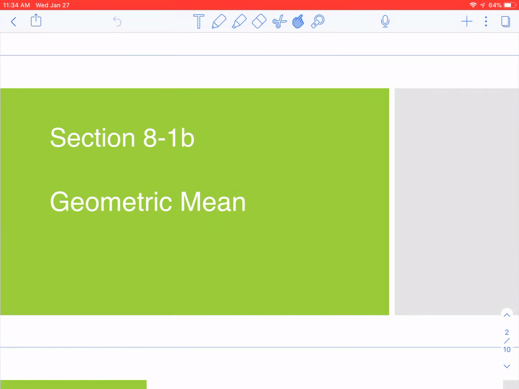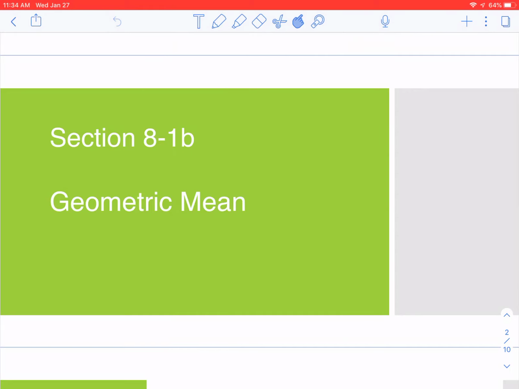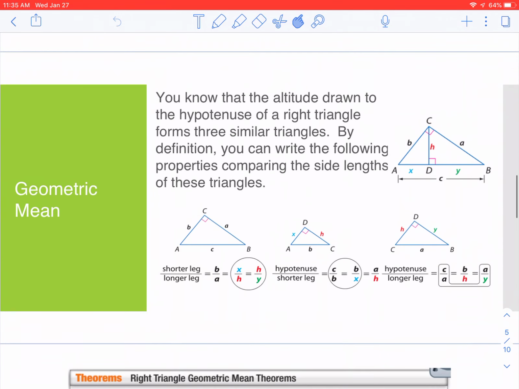Find the geometric mean of numbers in a triangle. Basically, what we're going to do is use right triangles. We're going to be able to find missing sides and values in a right triangle based on using the geometric mean. Okay, so how does this work?